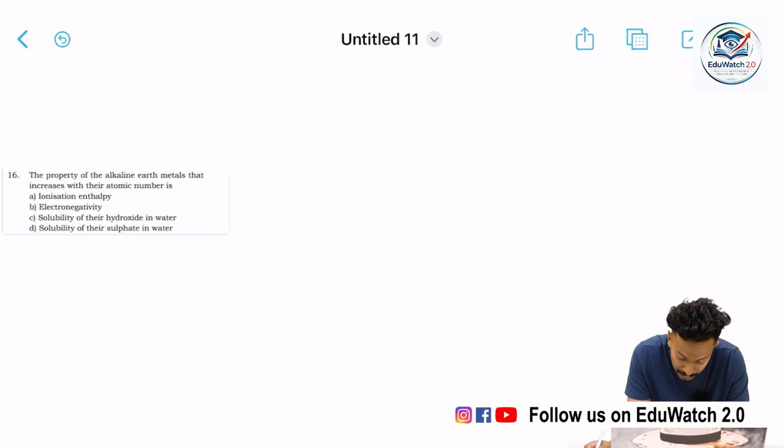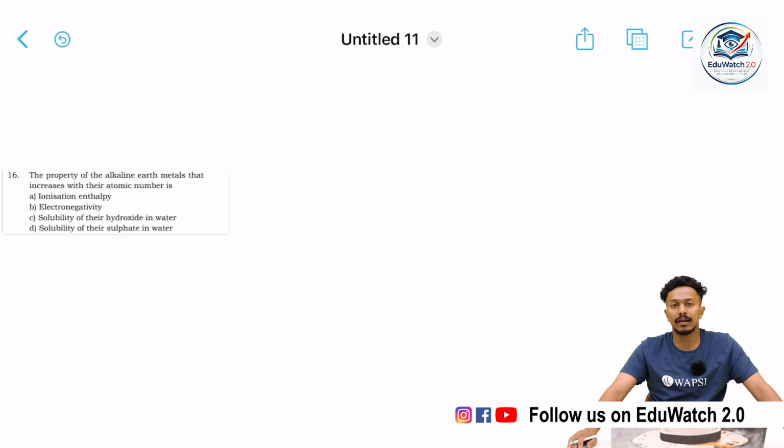Moving on to our next question. The property of alkaline earth metals that increases with their atomic number is, okay. Properties of alkaline earth metals. Okay, what are the alkaline earth metals? Beryllium, magnesium, calcium, strontium, barium. These are the alkaline earth metals.